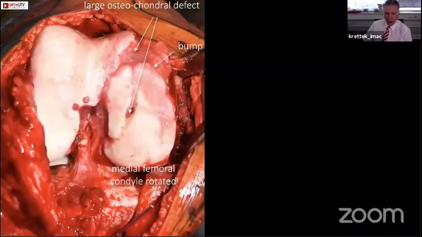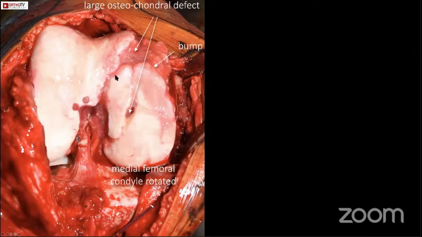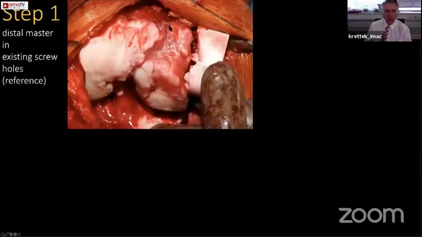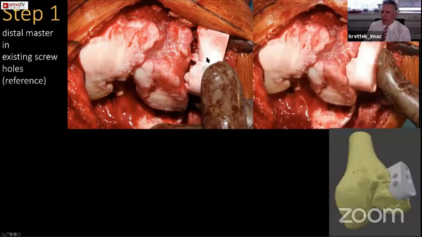So here some intraoperative shots after arthrotomy. We see the old healed fracture line. We see the bump here, and we do the different steps we just saw. Here is the complementary surface to the deformed condyle, which snugs in very nicely. This is connected with screws to the bone.